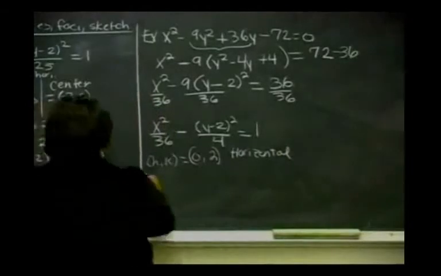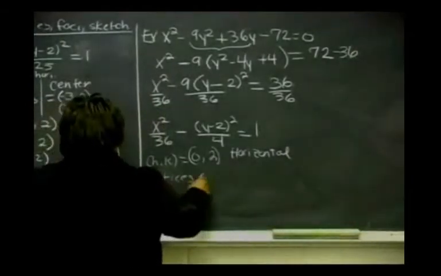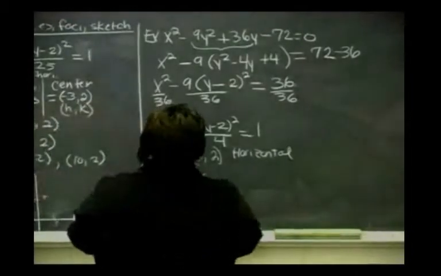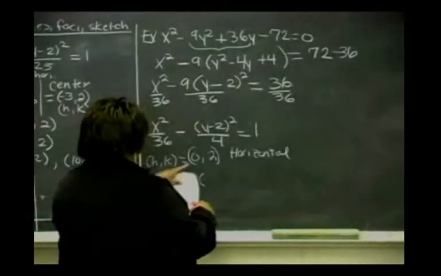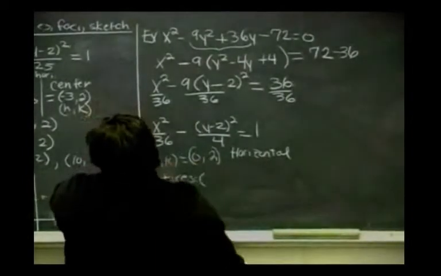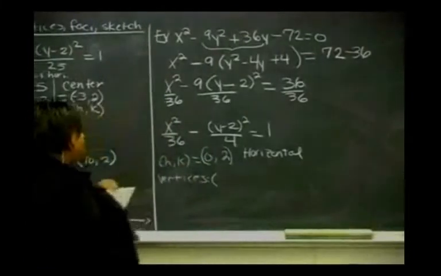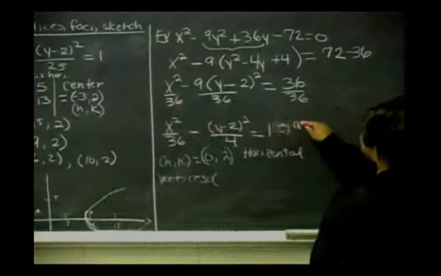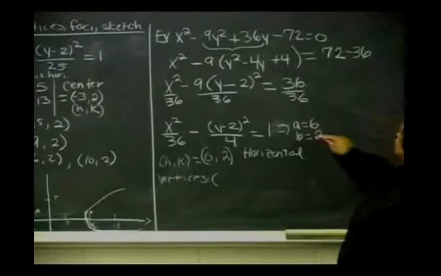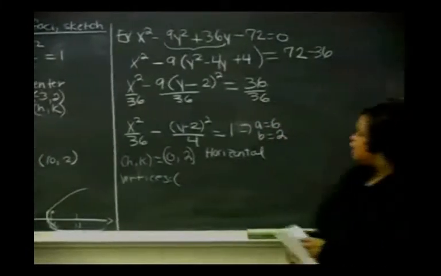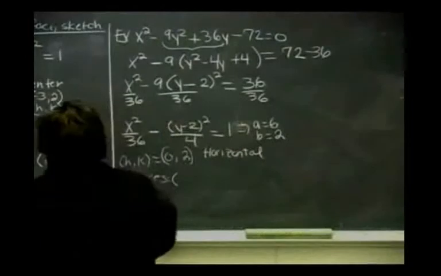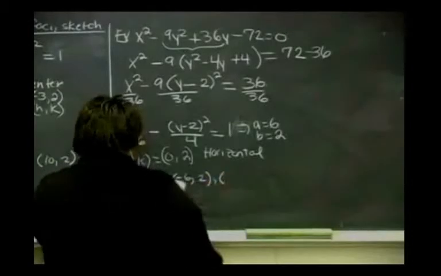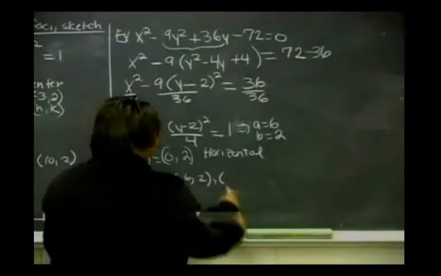I can find my vertices. They are what? H minus A. Okay. So what's my A here? What's A? Yes, A is 6 and B is what? B is 2. So my vertices will be H, which is 0, minus A, negative 6, 2. And H plus A, which is 6, 2.